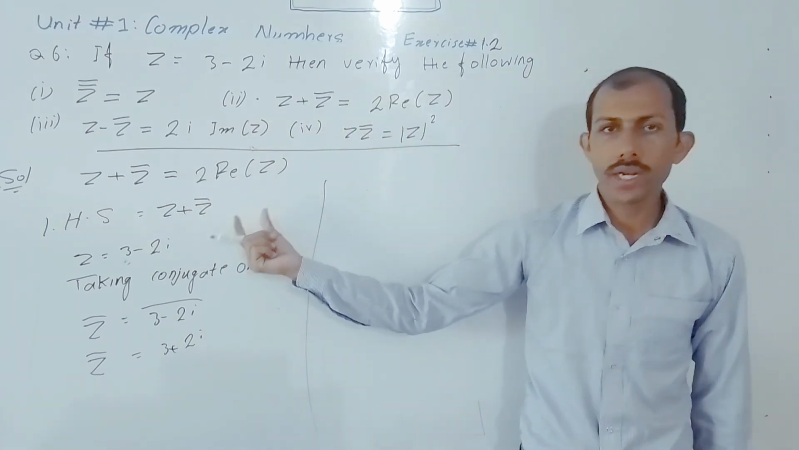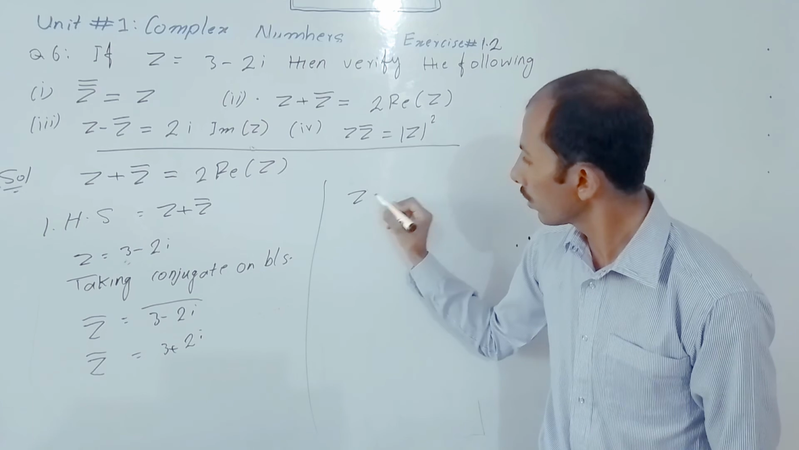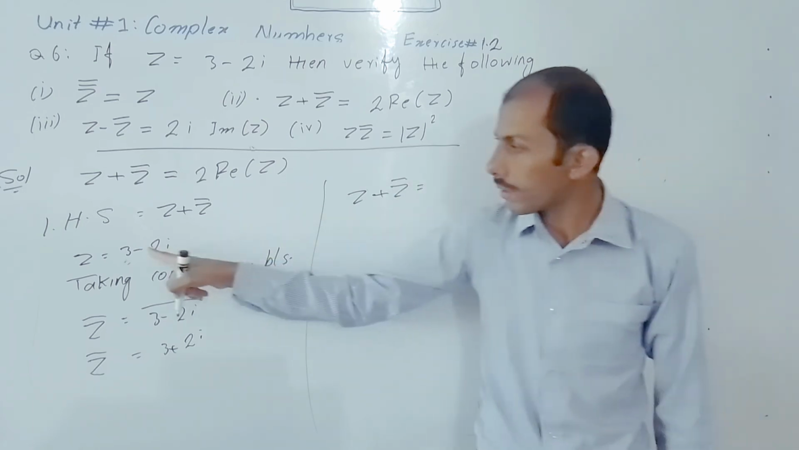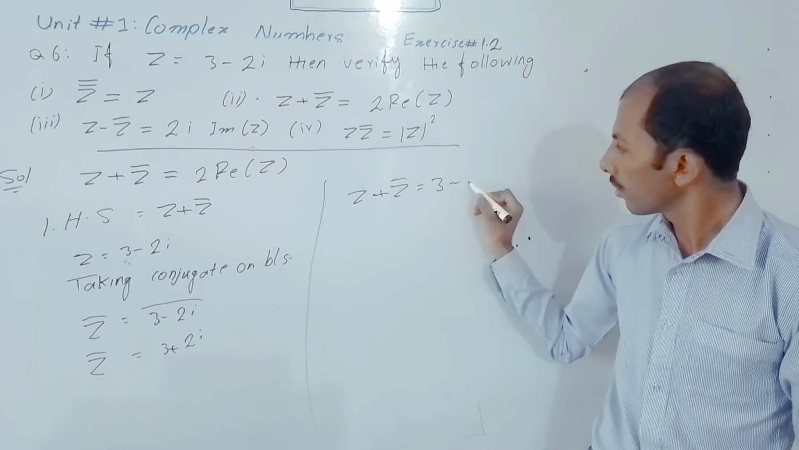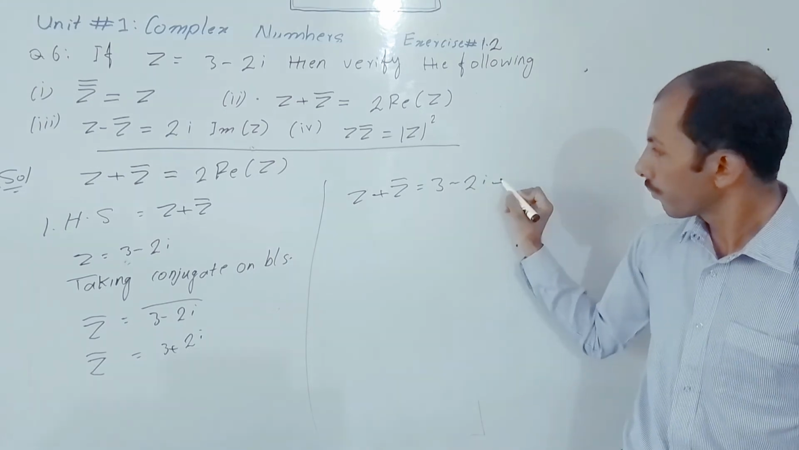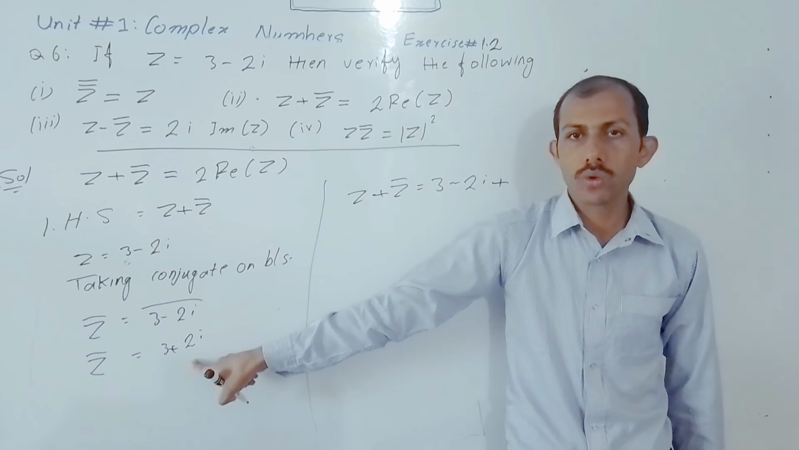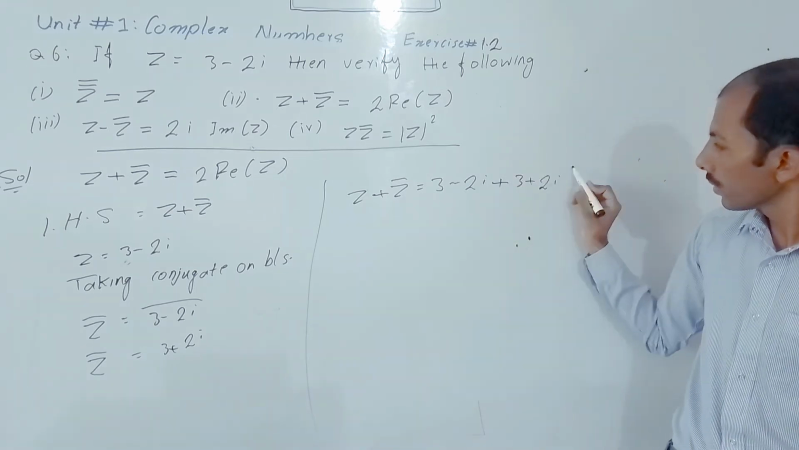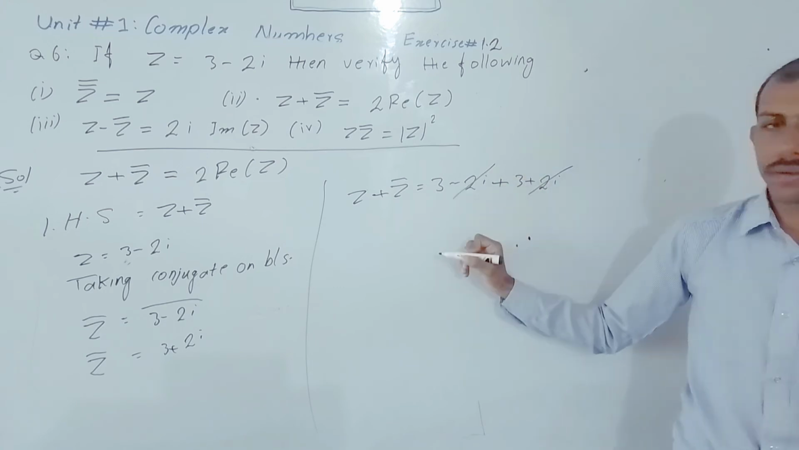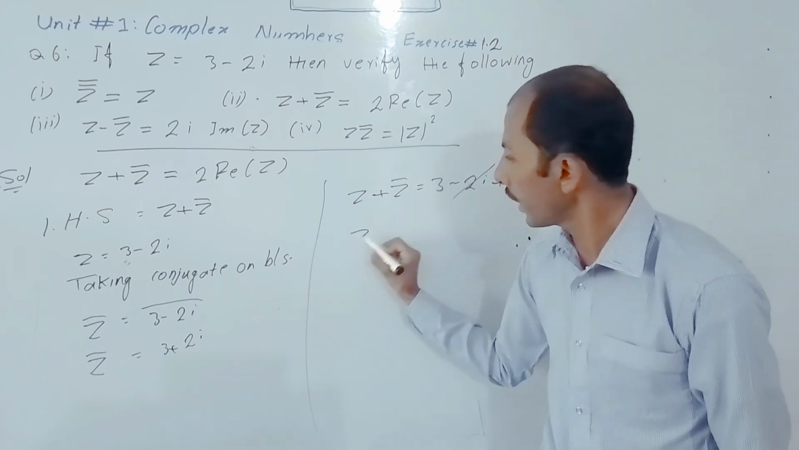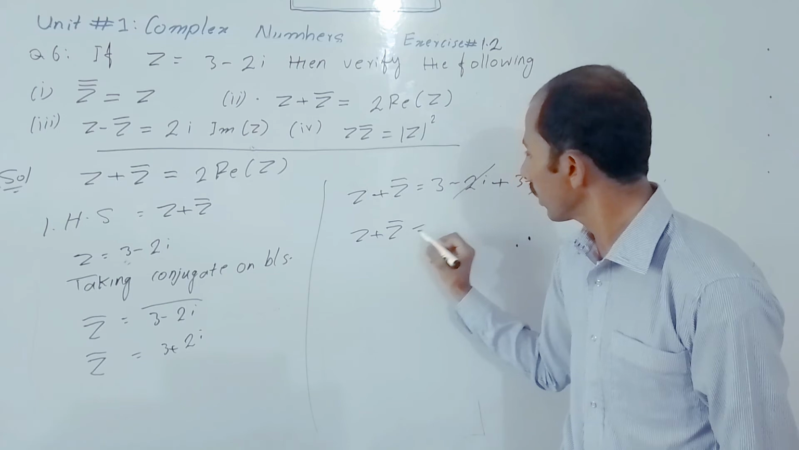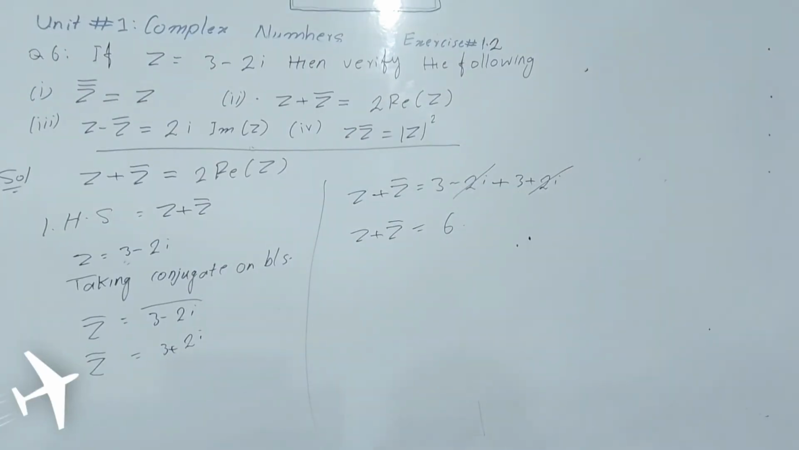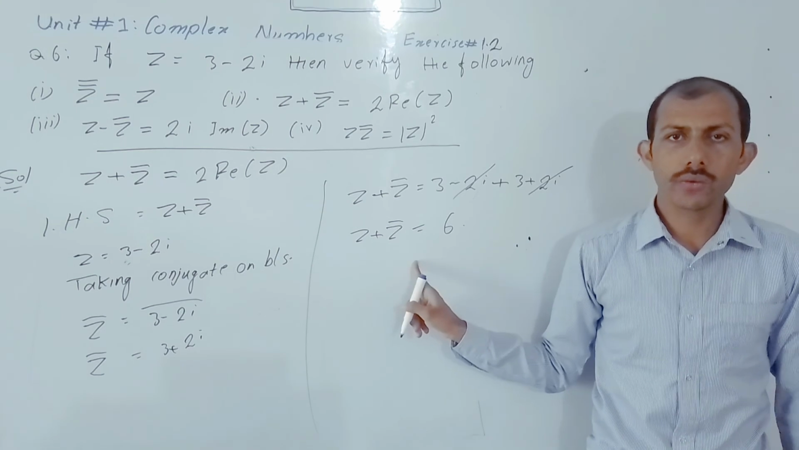So z plus z conjugate is equal to, first z, the value of z is equal to 3 minus 2i, plus z conjugate is equal to 3 plus 2i. Plus 2i and minus 2i cancel. So z plus z conjugate is equal to 3 plus 3, 6. Z plus z conjugate is equal to 6.